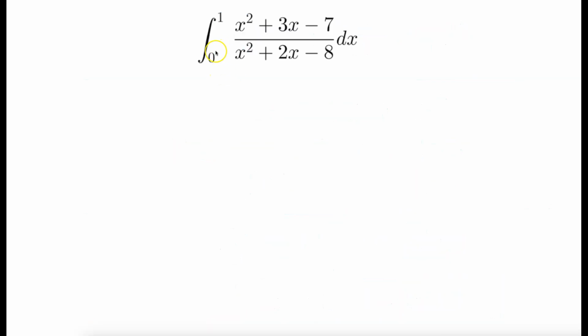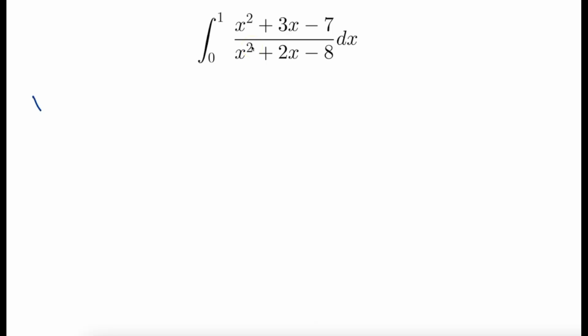Here we have a definite integral, the integral from 0 to 1 of x squared plus 3x minus 7 all over x squared plus 2x minus 8. Now, just like the last one, this is an improper rational expression because the degree of the numerator is equal to the degree of the denominator. So we need to do long division again.